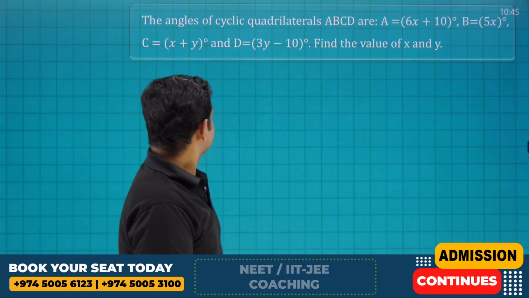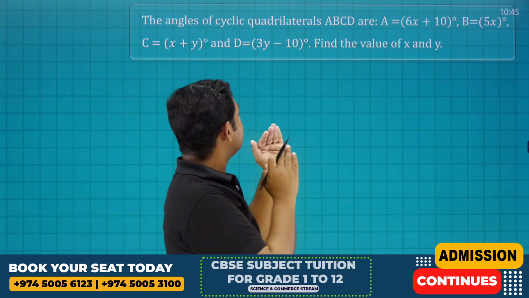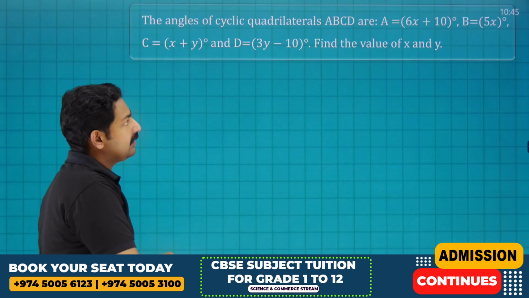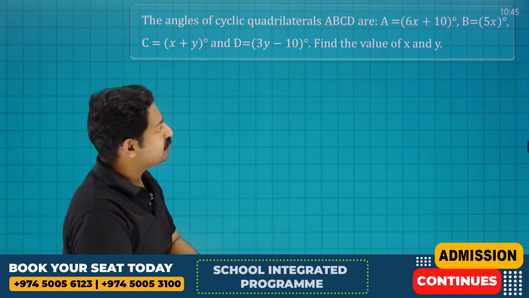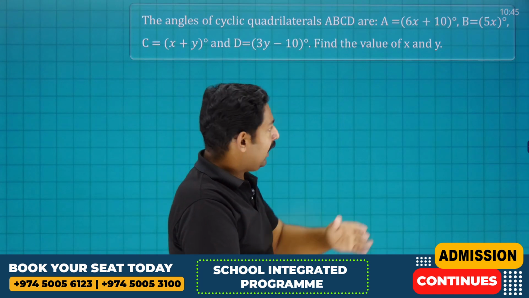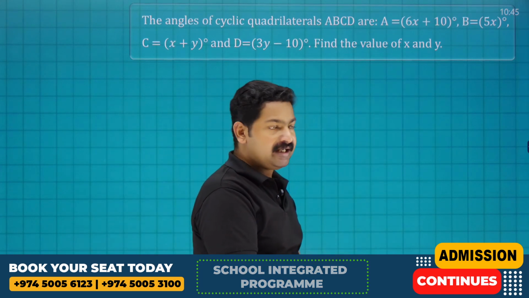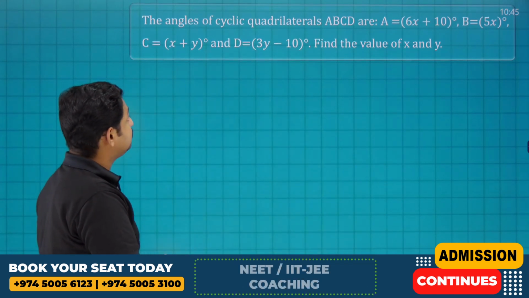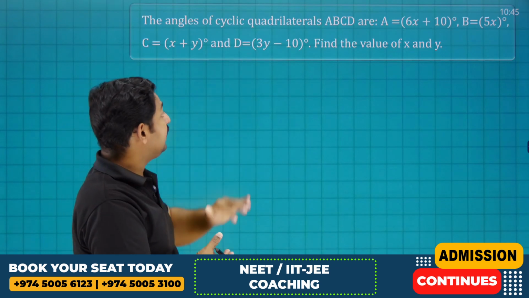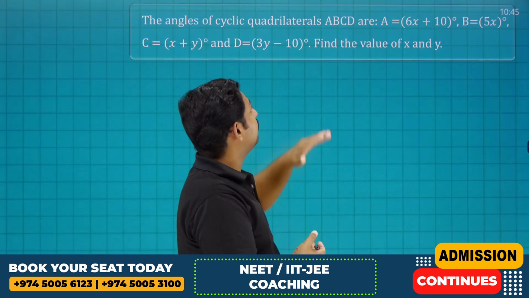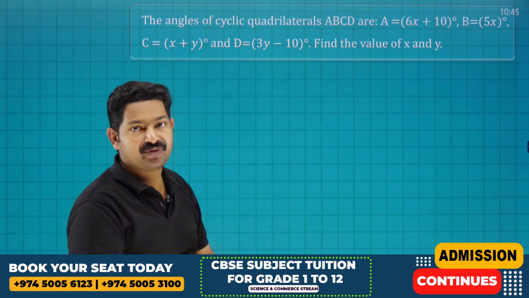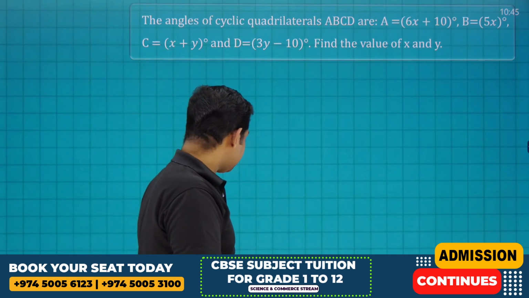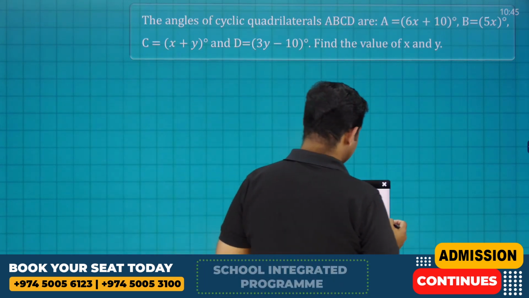The next one. You can see the angles of a cyclic quadrilateral ABCD are angle A equal to 6x plus 10 degrees, angle B equal to 5x degrees, angle C equal to x plus y degrees, and also angle D is equal to 3y minus 10 degrees. So the four angles are given. Then we need to find out the value of x and y. Okay, I am just considering a quadrilateral.